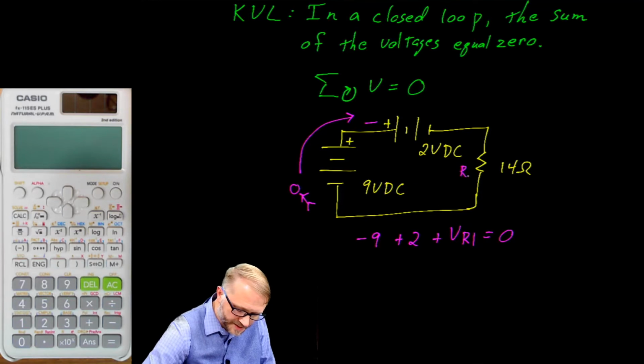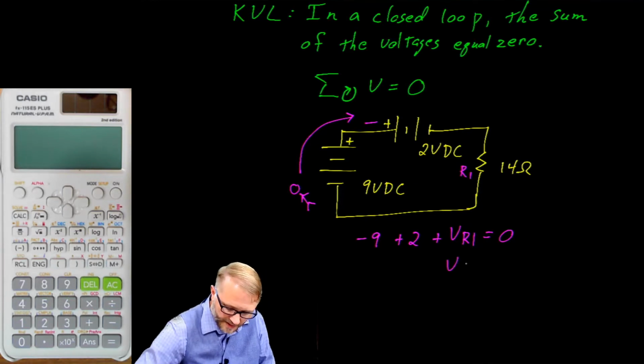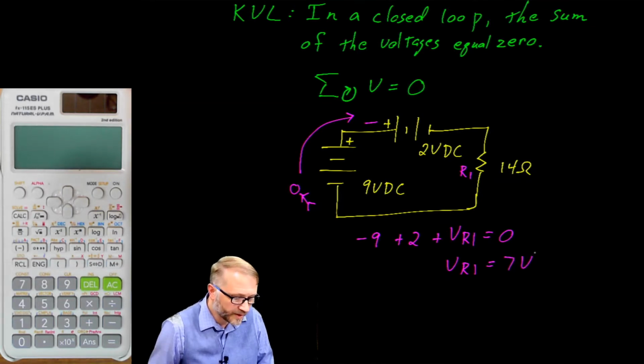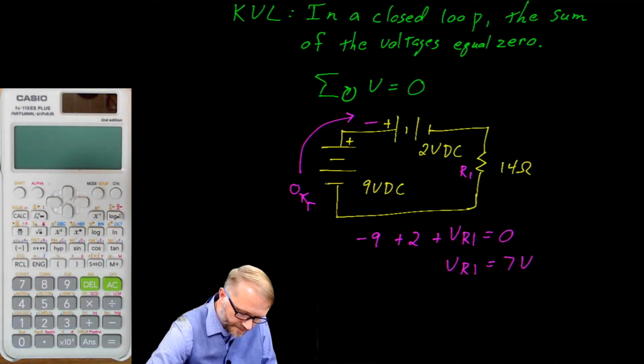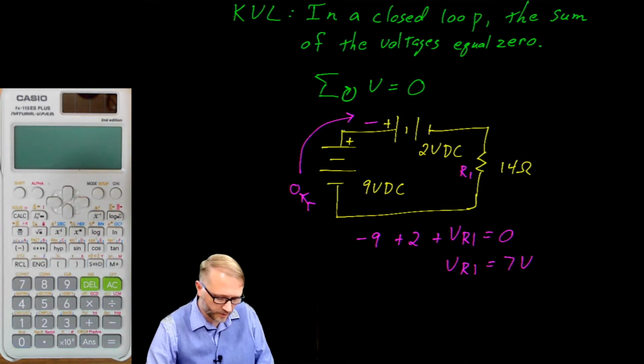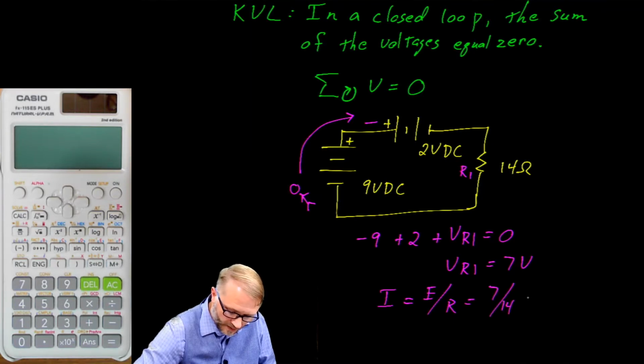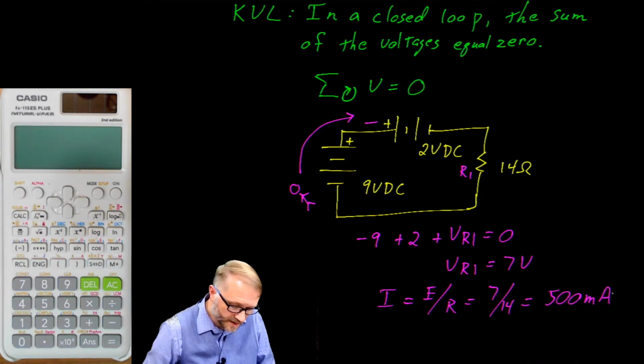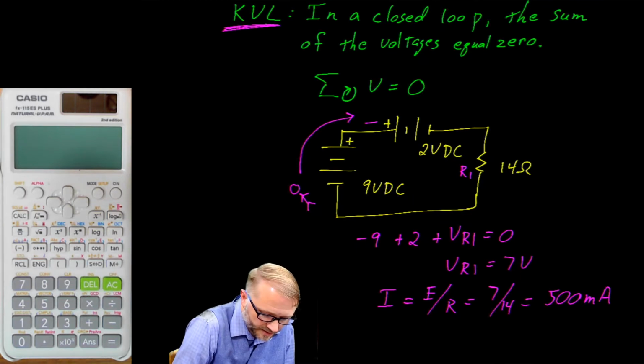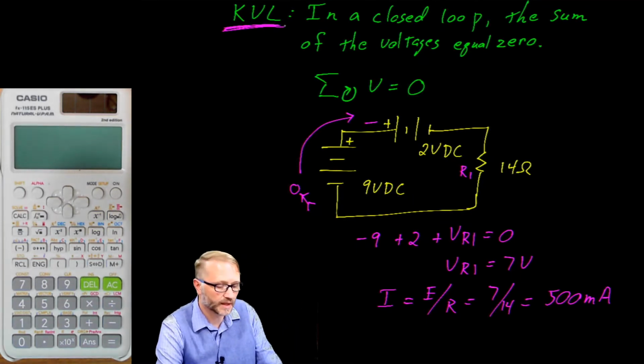We'll call this resistor 1. Solving for that, we say the voltage on R1 is 7 volts. And we could even go so far as to say the current, because if it's a series current and we're walking, we are the current, aren't we? Right, so we could say the current is a voltage divided by a resistance, which gives us 7 volts over 14 ohms, or 500 milliamps. Okay, so that's the type of thing we could do with Kirchhoff's voltage law.